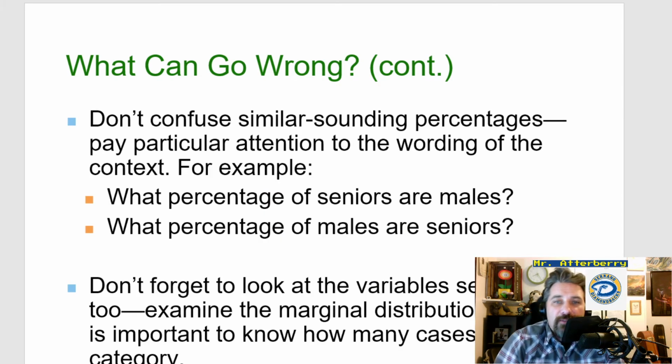Don't confuse similar sounding percentages. Pay particular attention to the wording of the context. For example, what percentage of seniors are males? And then what percentage of males are seniors? You see how those words are switched? Do you understand how they're different?